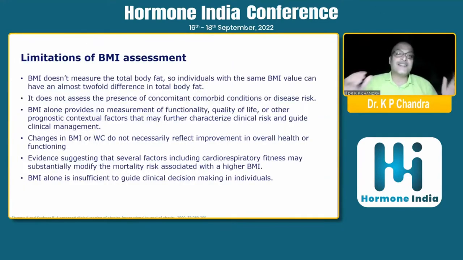So let us understand the limitations of BMI assessment. This concept of BMI with metabolically healthy and unhealthy gives us a lot of confusion, and that's why we need to put it in one place. What are the limitations of BMI assessment? BMI does not measure total body fat, so individuals with the same BMI value can have almost a two-fold difference in total body fat. It doesn't assess the presence of concomitant comorbid conditions or disease risk. BMI alone provides no measurement for functionality, quality of life, prognostic contextual factors, and many other factors which characterize clinical risk. Change in BMI or waist circumference does not necessarily reflect an improvement in overall health. Evidence suggests that several factors, including cardiorespiratory fitness, may substantially modify the mortality risk associated with higher BMI. BMI alone is insufficient to guide clinical decisions.